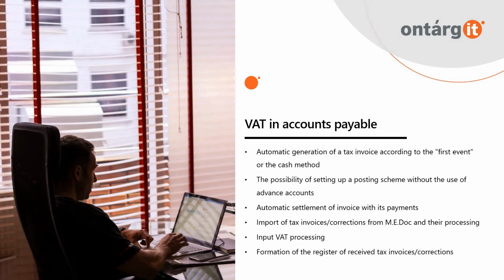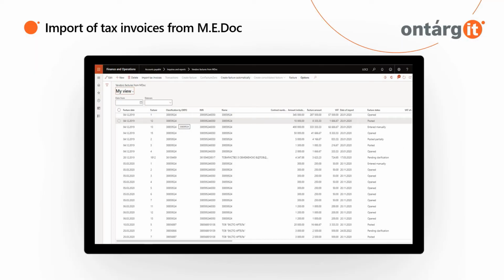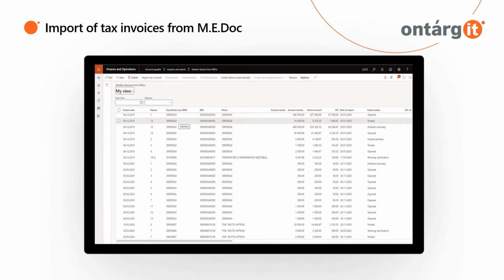Automatic invoice-to-payment matching is supported. You don't need to manually identify the original invoice when analyzing a bank statement. Using localization, you can download a register of received tax invoices and corrections from MIDOC and process them in the system. The form Tax Invoices from MIDOC is a repository of every registered tax invoice by suppliers. All information about tax invoices is stored here.